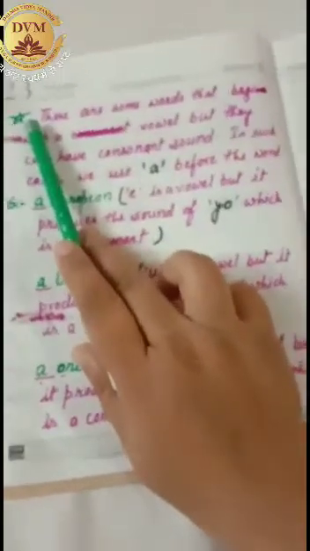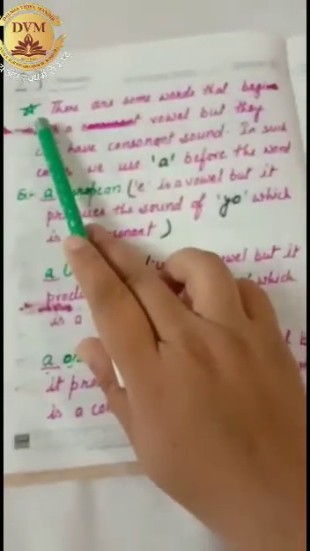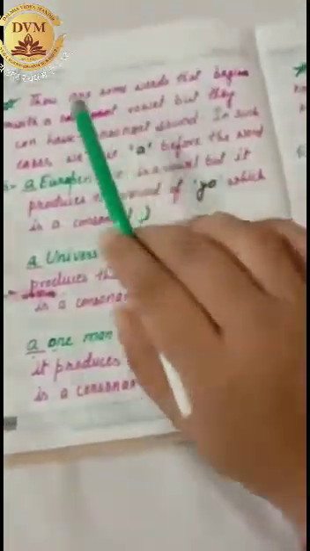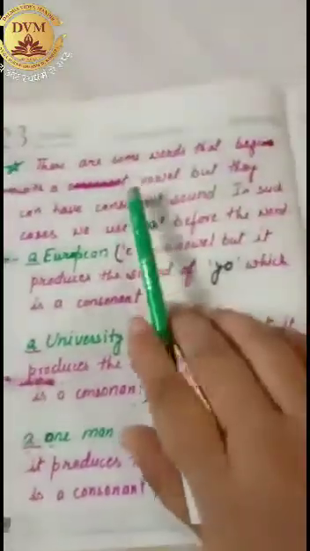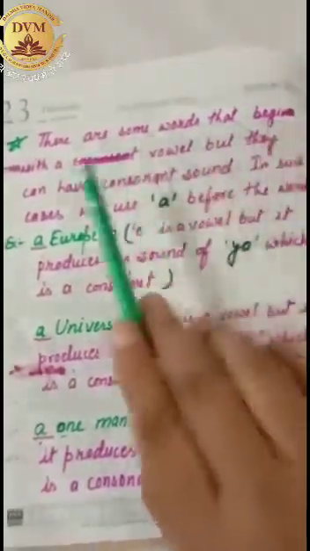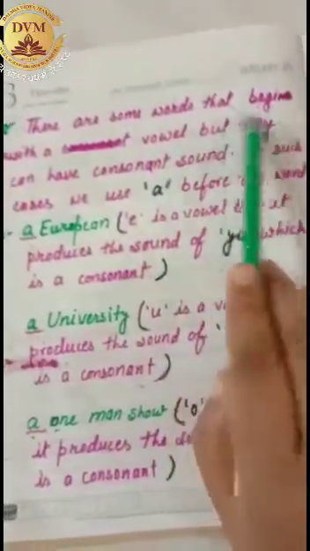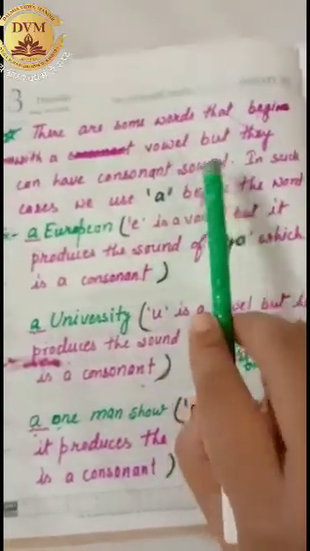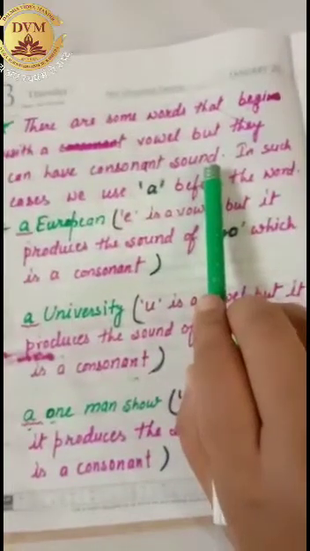Okay, next. Now children, I have some star mark points. Okay, and these are very important. जितने भी स्टार मार्क आपके यहाँ पे पॉइंट्स दिए हुए हैं, नोट्स दिए हैं, they are very important. So you have to go through it again and again. So let's start. There are some words that begin with a vowel, but they can have a consonant sound. ये तो एक्सेप्शनल केस है. They are not following any rules.